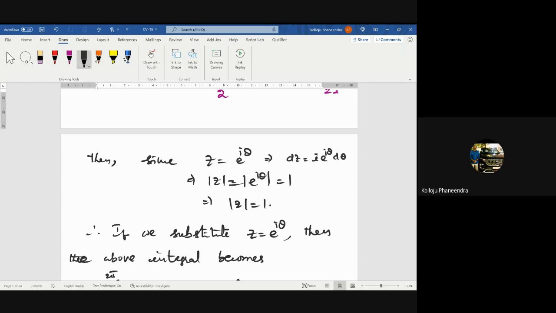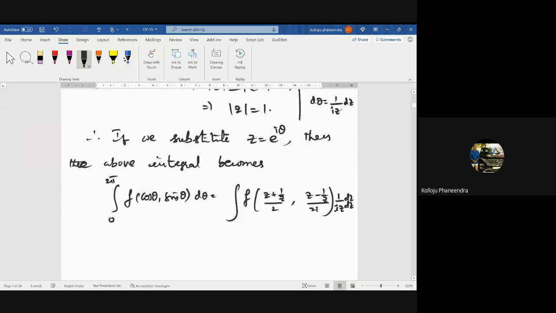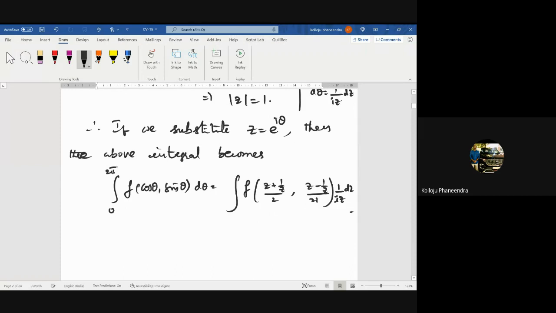So dz equals i into z d theta. So d theta is nothing but 1 by iz dz. This is an integral over c, where c is the unit circle. Just now we got mod z equal to 1.